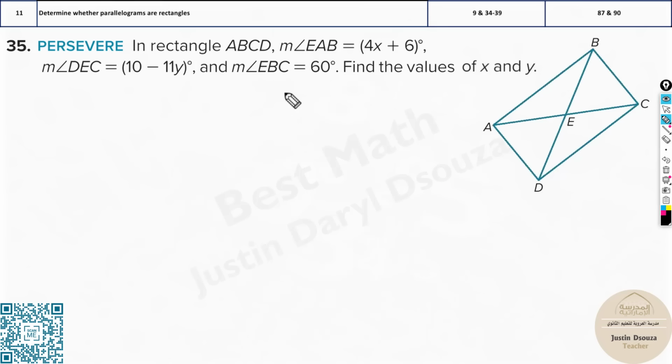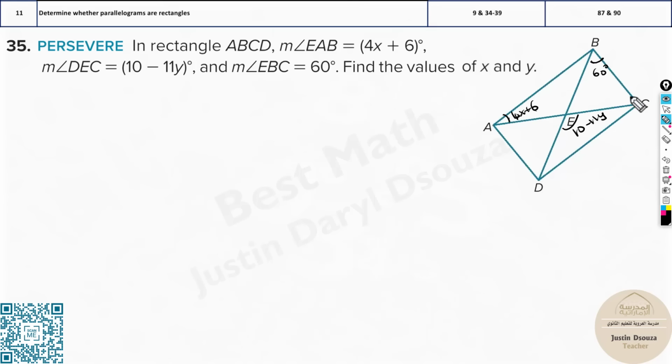Now here we have another problem about rectangles itself. In rectangle ABCD, the measure of EAB is given as 4x plus 6. Okay, DEC is over here. That is 10 minus 11y. And what next? EBC is 60 degrees. Now what else? We need to find the measures of x and y.